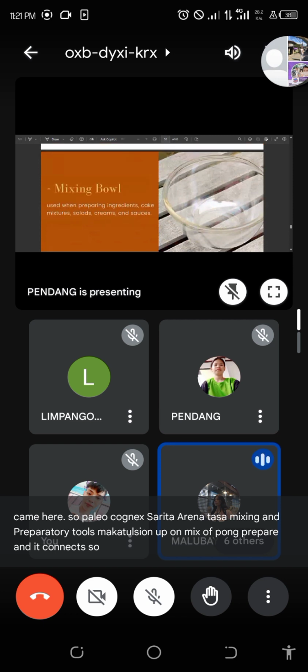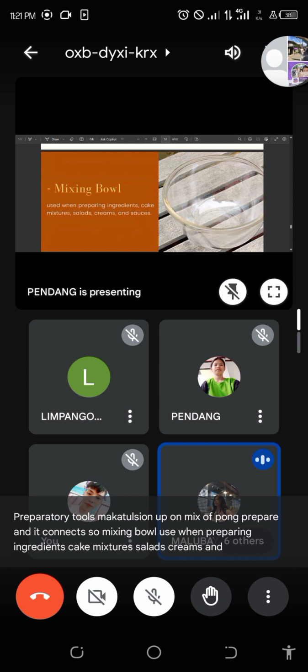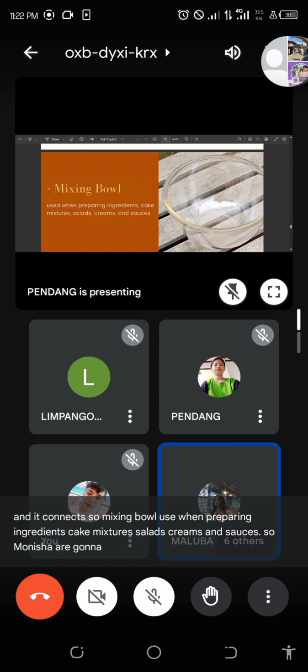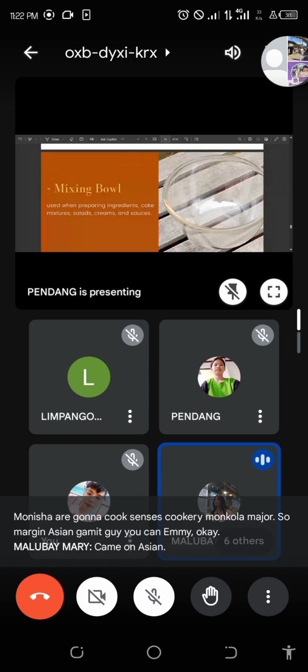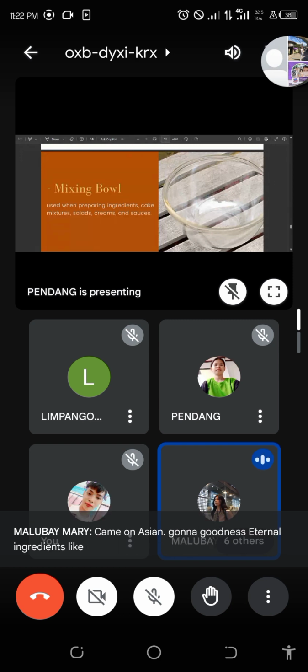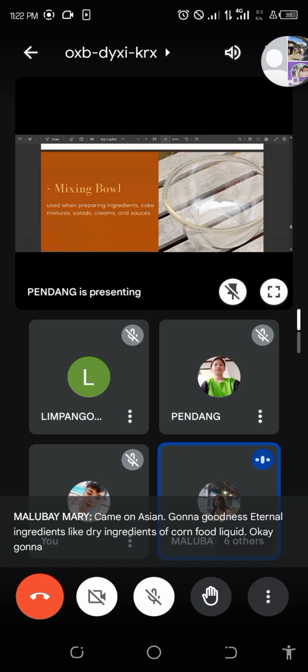So, mixing bowl. Used when preparing ingredients, cake mixtures, salads, creams, and sauces. We used this in high school, since my major was cookery, and it is used when you bake a cake. It holds all the ingredients, like dry ingredients or liquids, for mixing.